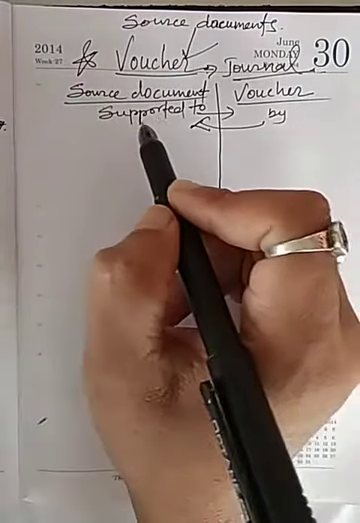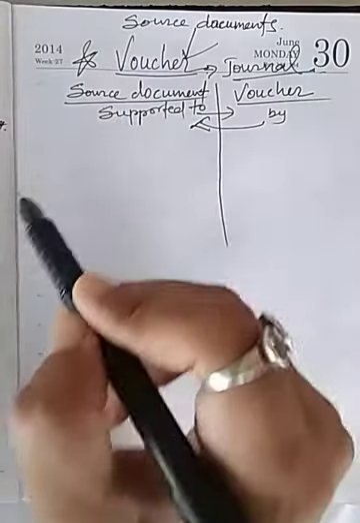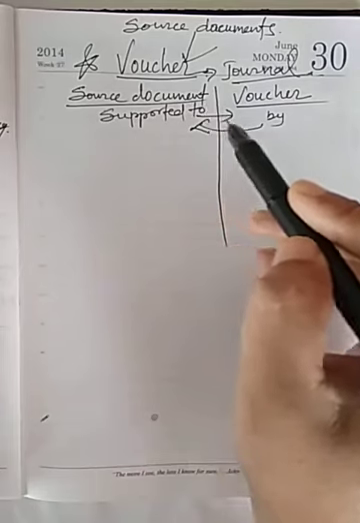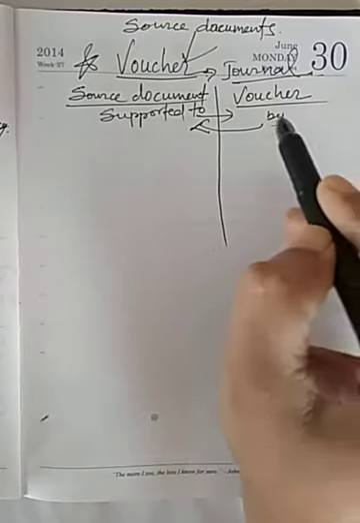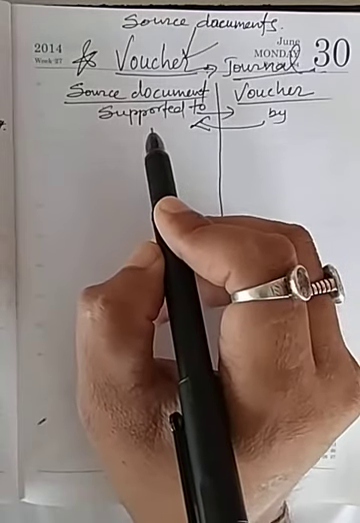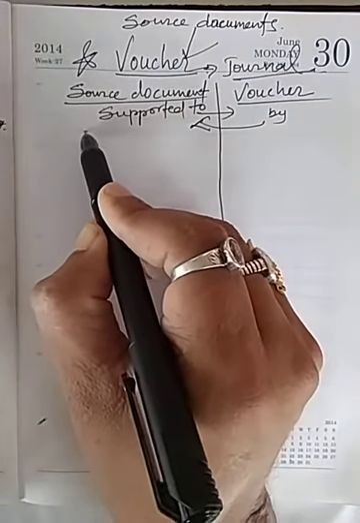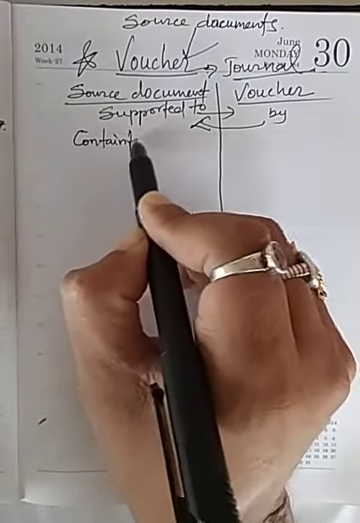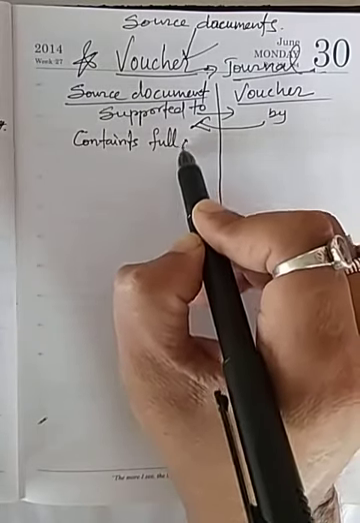The next difference is that a source document is not prepared to record transactions, but a voucher is prepared to record transactions. A source document contains full details of the transactions.